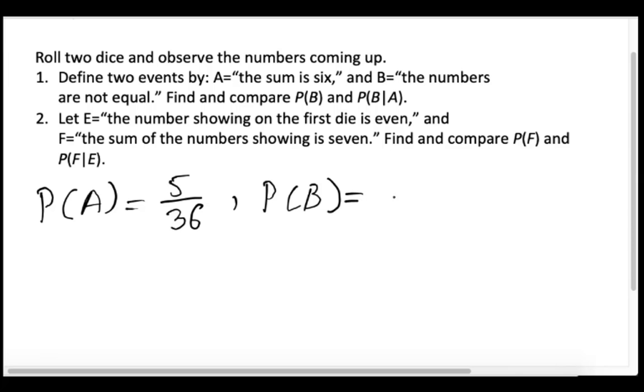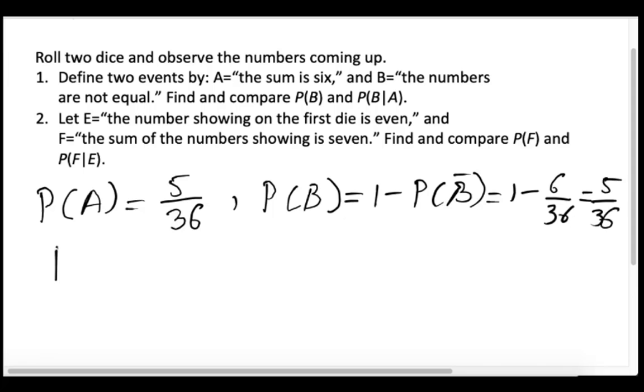The probability of B is the probability that the numbers are not equal. Therefore, you want to think of the complement. The second term is the probability that they are the same. And that would be 1 minus, if they are the same, then you get 1 and 1, 2 and 2, 3 and 3, 4 and 4, 5 and 5, 6 and 6. So you get 6 over 36.